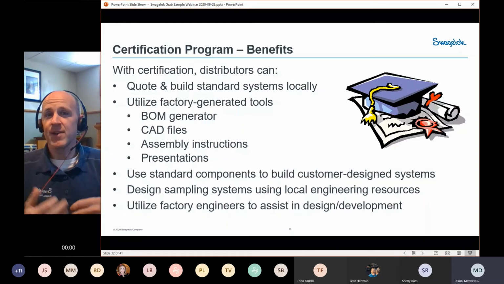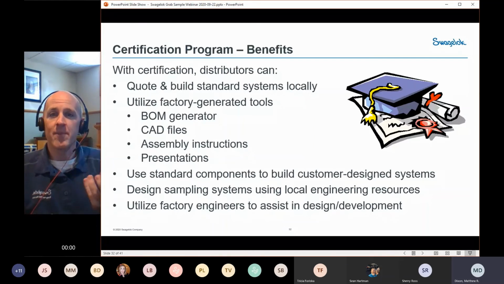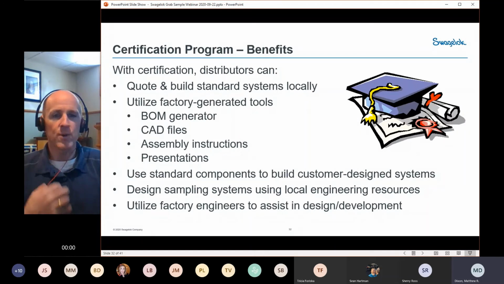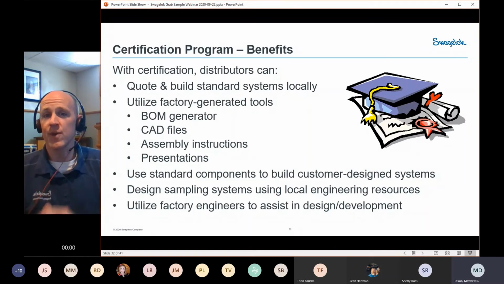So we've enabled them to do all those things at the local level, so that they can provide you with the best possible service. And this is just another example of that. This certification program allows our distributors, our sales and service centers, to be able to fabricate these at the local level, work with you to customize them or to produce just the standard versions.